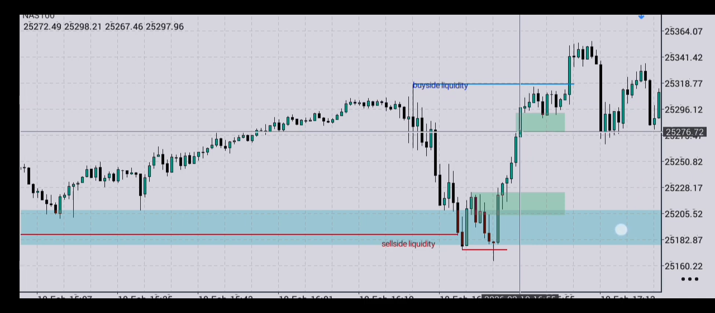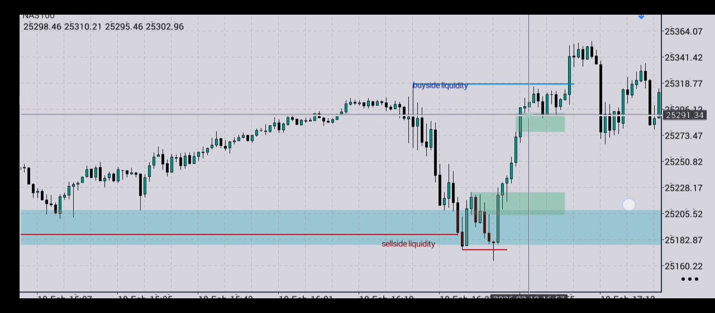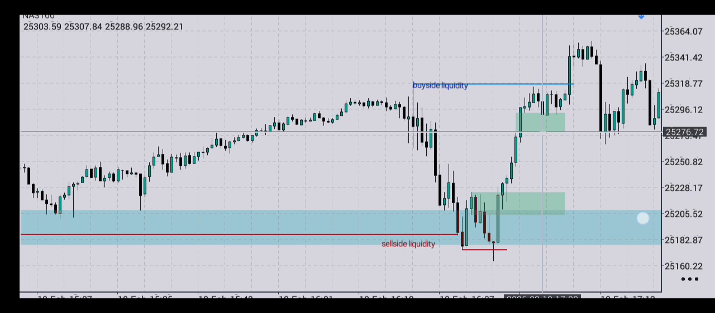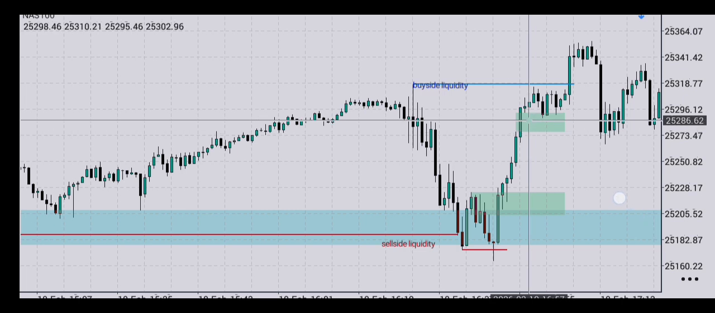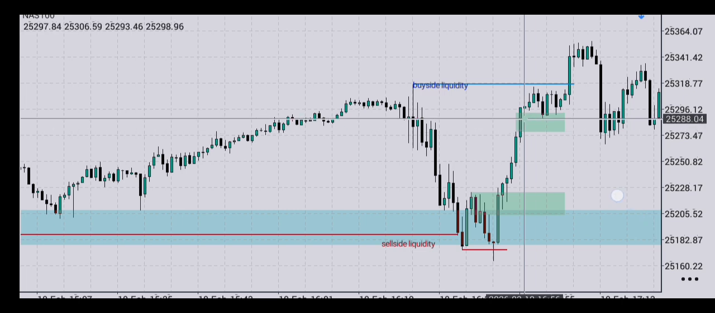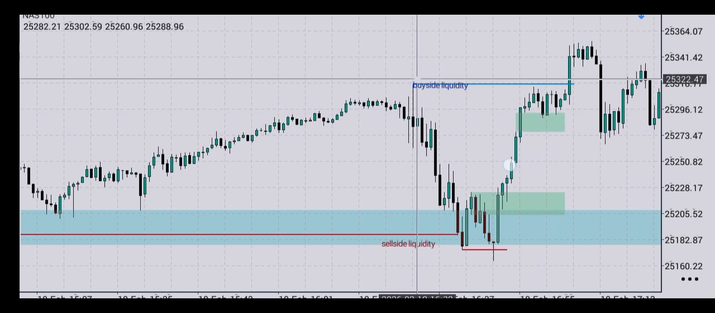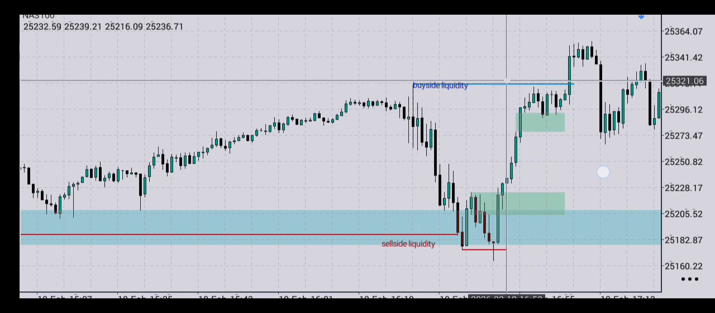So what happens next? Look at this fair value gap. It came in, repriced into it using institutional order flow entry drill, and went up to take out buy side liquidity, and that was how that very day went.